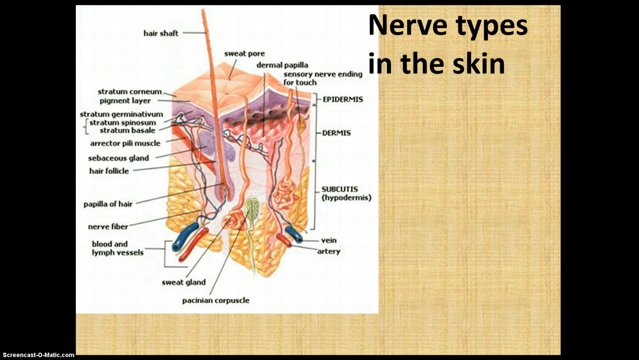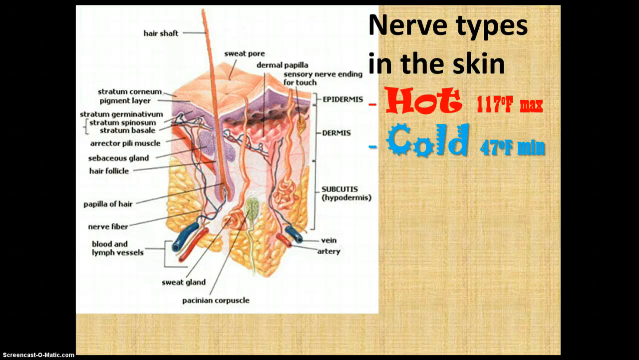The nerve types in the skin. Basically, we have four types of nerves. We have, well, more than that, but we're going to just talk about four. We're going to talk about the temperature sensitive ones. You got ones which detect heat. They got to be 117 degrees maximum. Anything above 117 Fahrenheit is just pain.